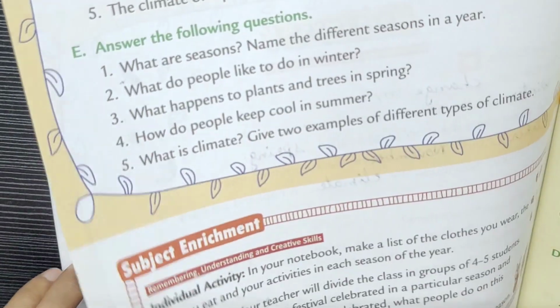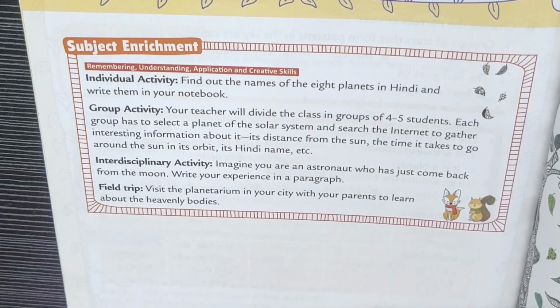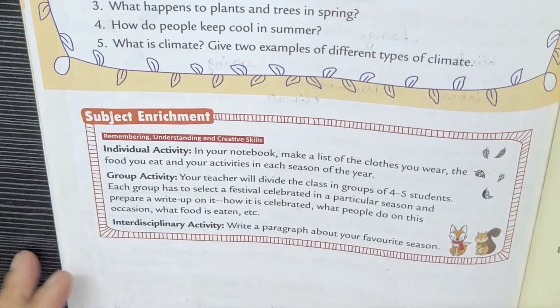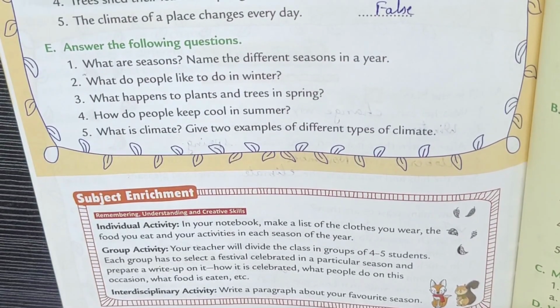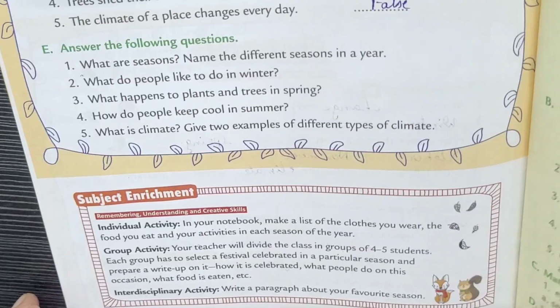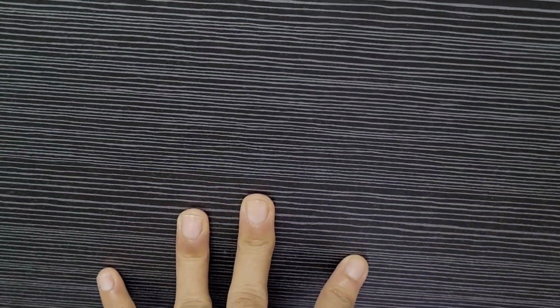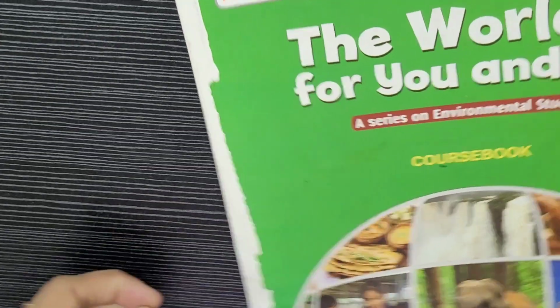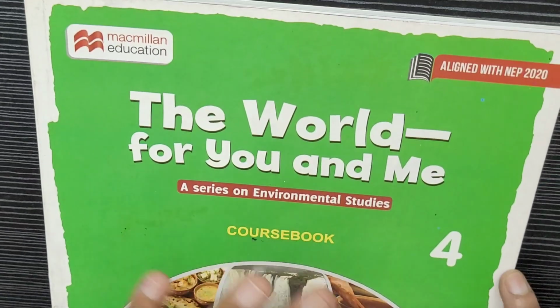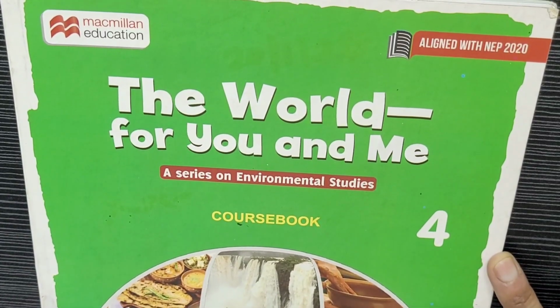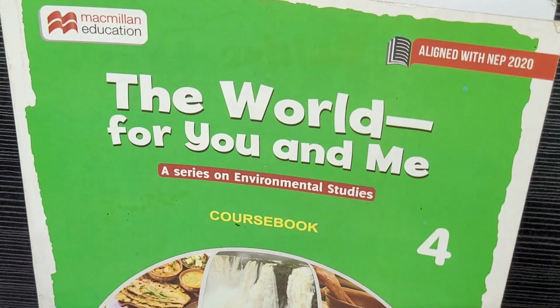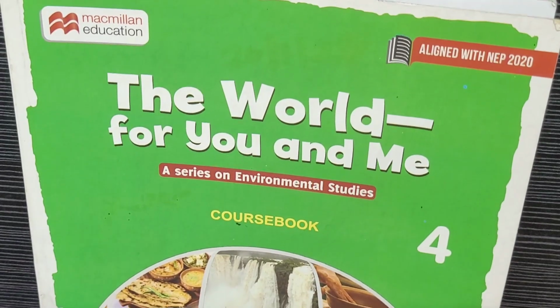So we finished our 19th lesson, weather, seasons and climates. Tomorrow we will see the 4th standard EVS. This is the 4th standard EVS, The World for You and Me. Tomorrow we will start this book.